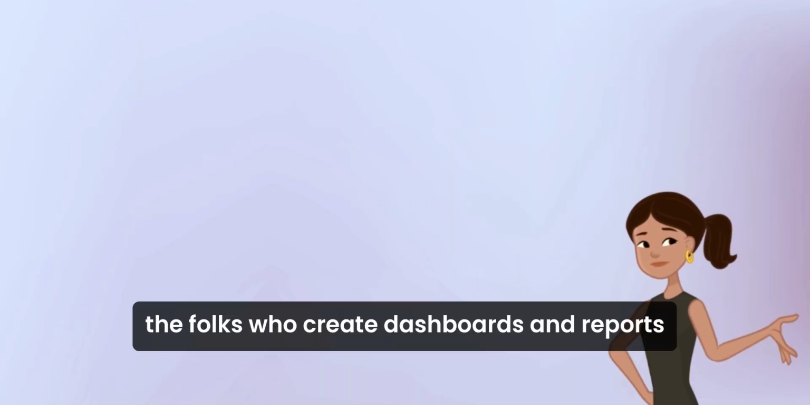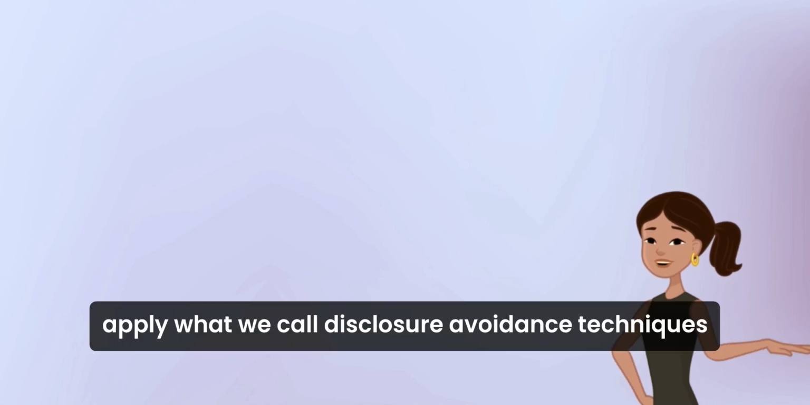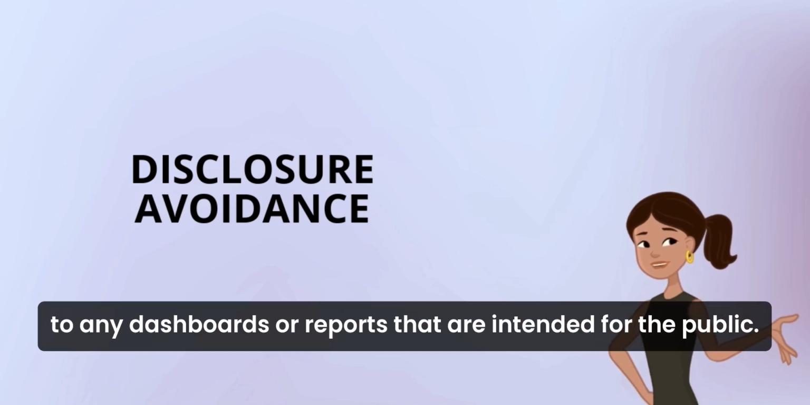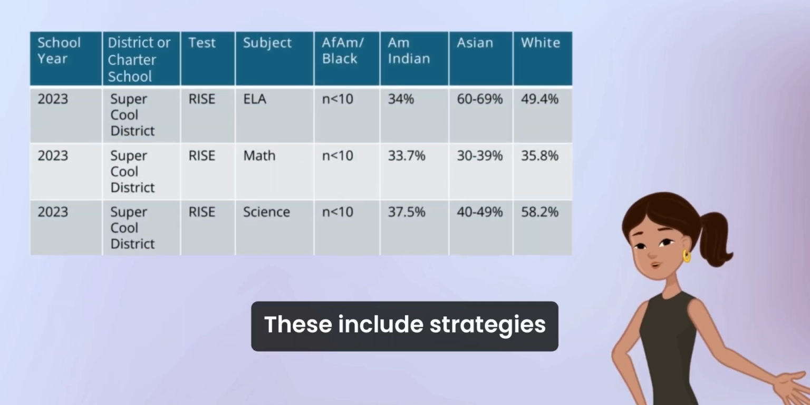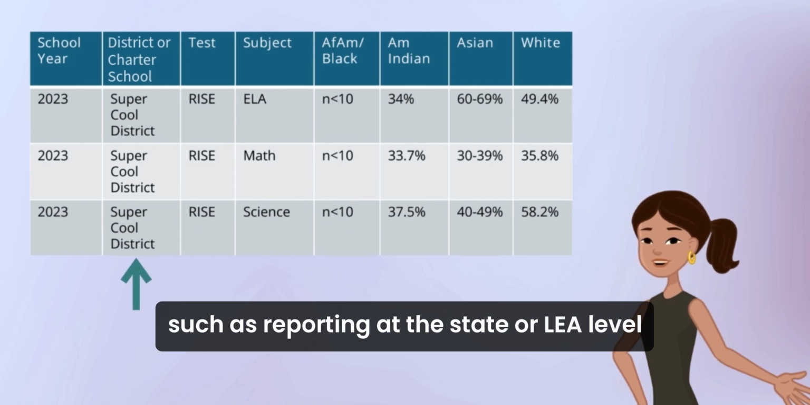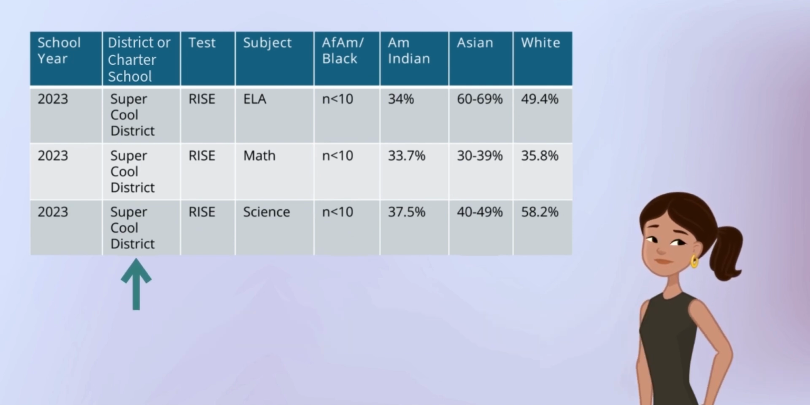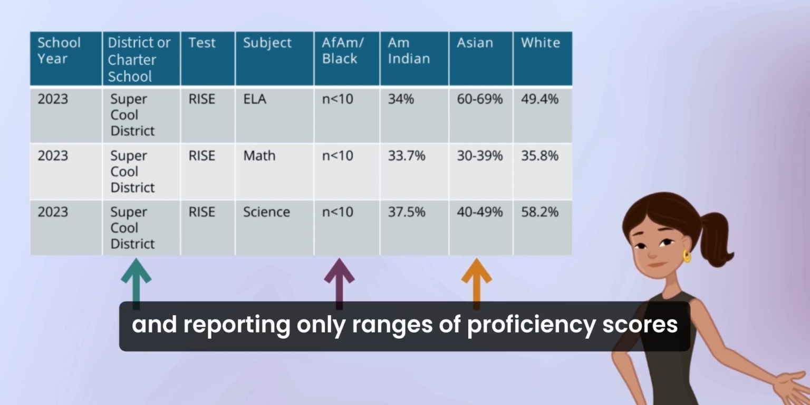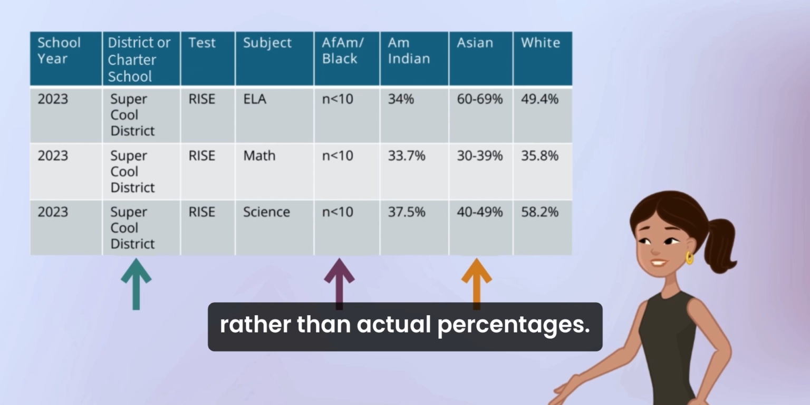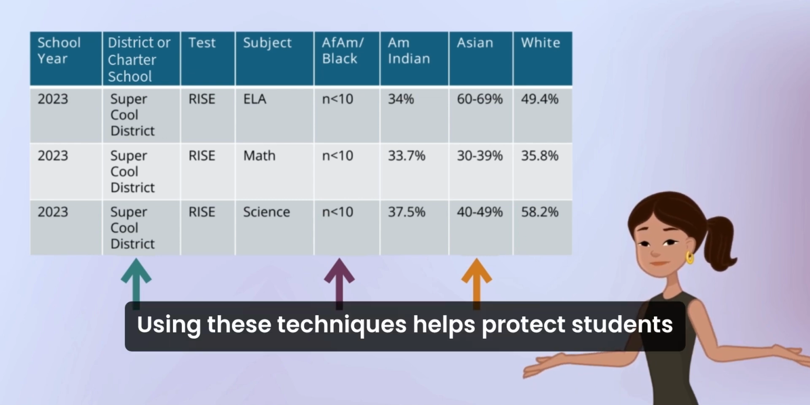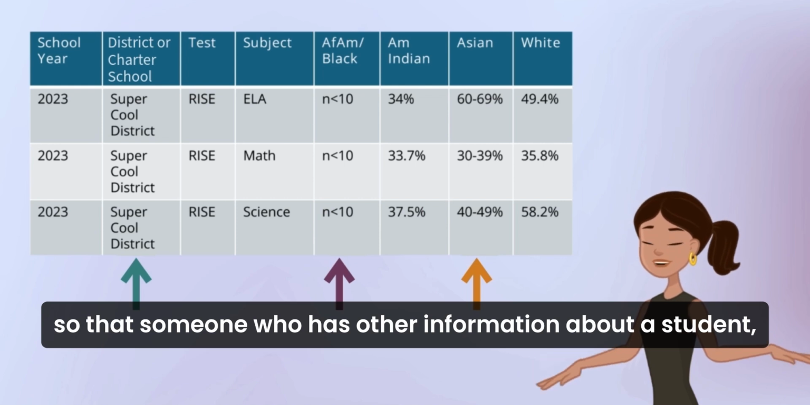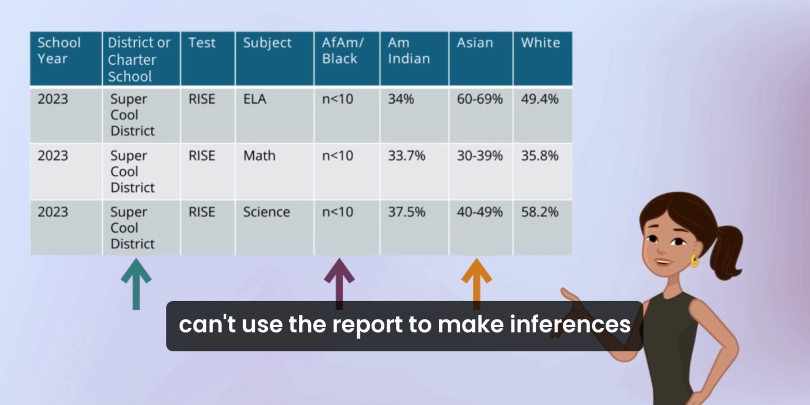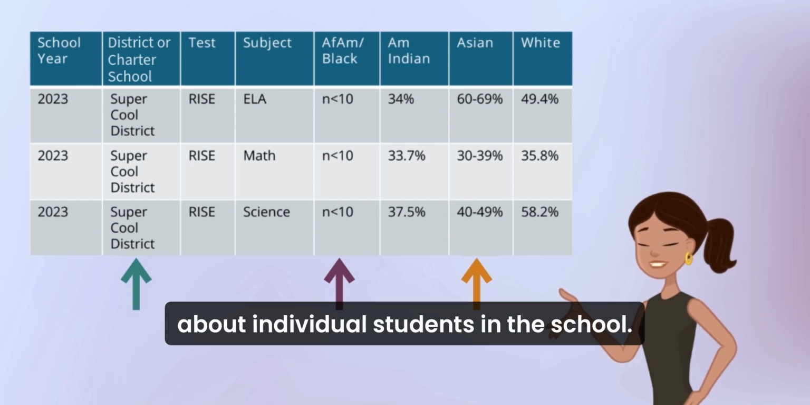To prevent this, the folks who create dashboards and reports apply what we call disclosure avoidance techniques to any dashboards or reports that are intended for the public. These include strategies such as reporting at the state or LEA level and not at the school level, not reporting low counts of students, and reporting only ranges of proficiency scores rather than actual percentages. Using these techniques helps protect students so that someone who has other information about a student, like a member of the school community, can't use the report to make inferences about individual students in the school.